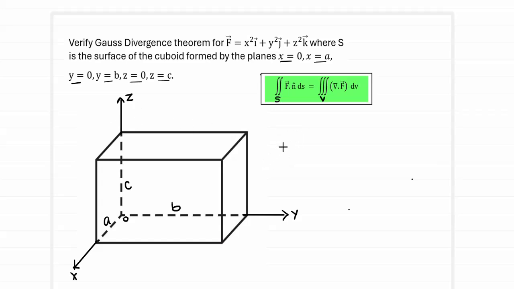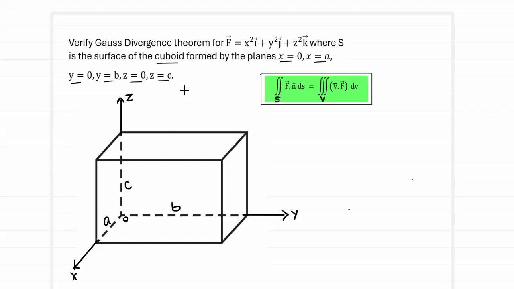The first mark for any question of verification will be given for the statement of the theorem. Therefore, state the Gauss divergence theorem. We know that by Gauss divergence theorem, the double integral over S of F dot n cap dS equals the triple integral over V of del dot F into dV. So, the surface on which we are going to integrate the quantities and get the values is referred to as a cuboid.